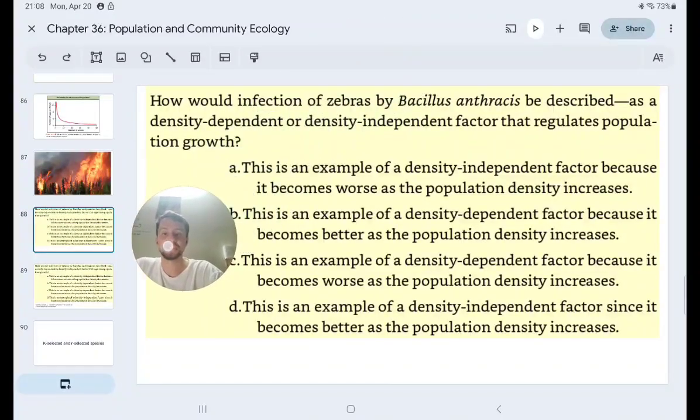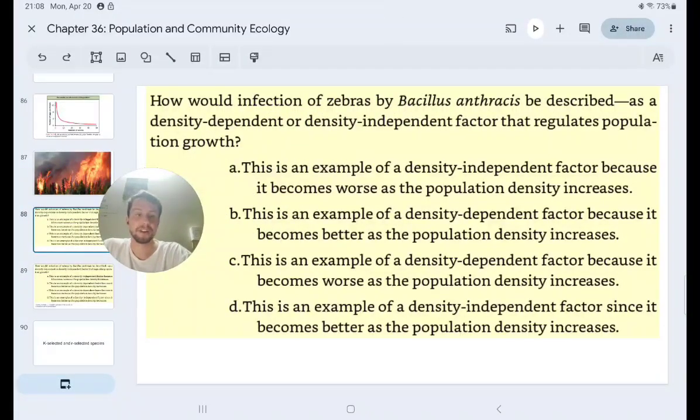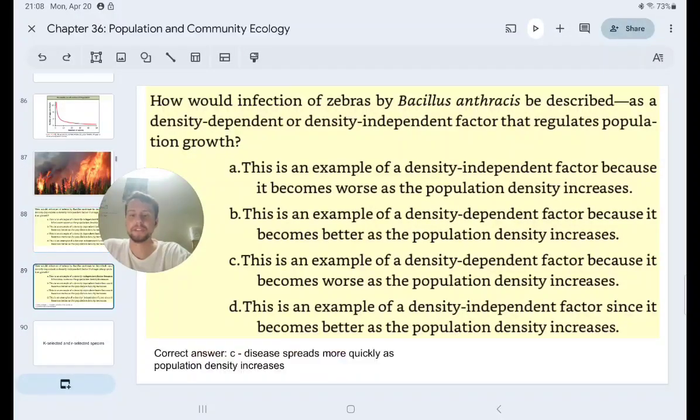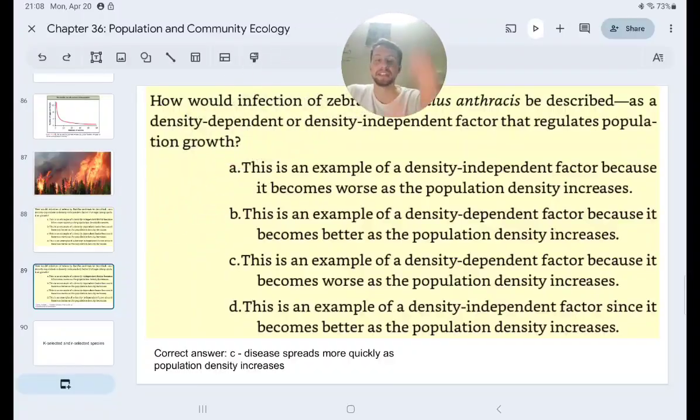Let's take a minute to read this question and then determine your answer, and we can vote. So hopefully you had a minute to read this question, and you should find the answer is C, because as the population density is large, disease will spread more quickly. Hey, we have an example, COVID, right? Disease spreads quickly in a dense population.